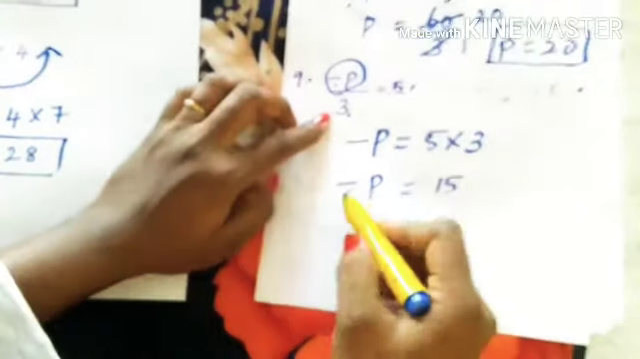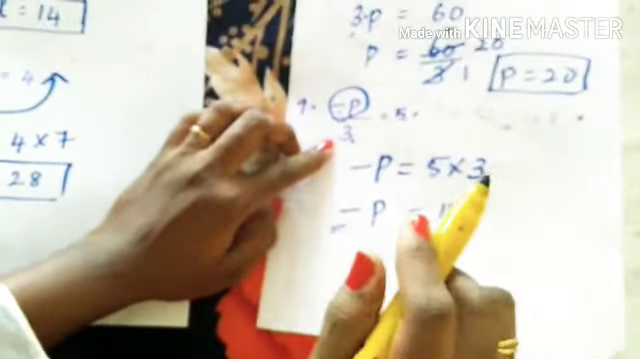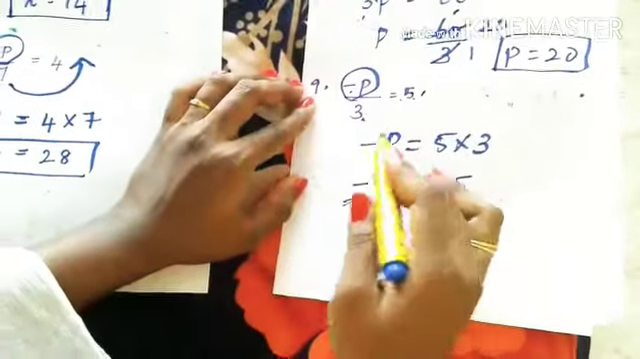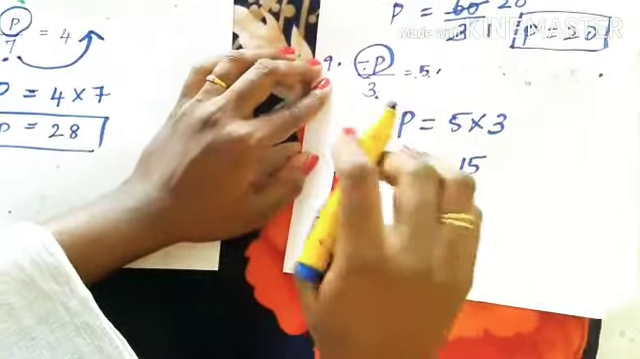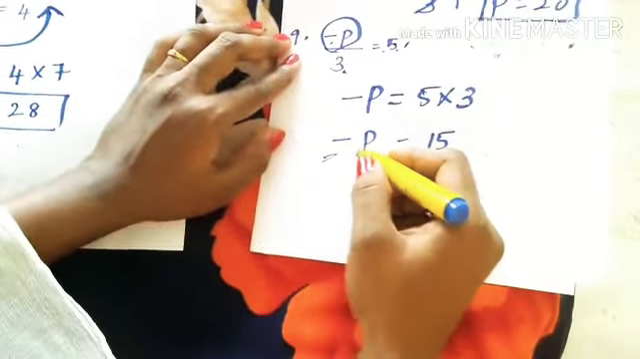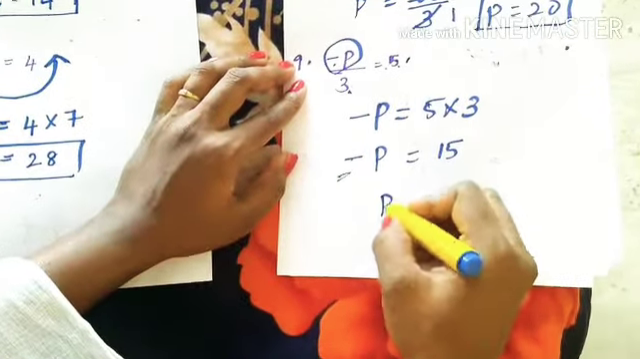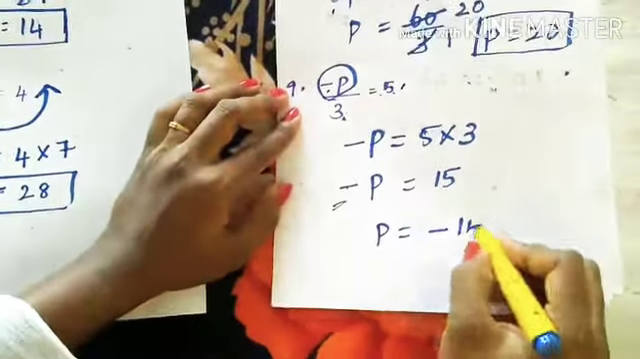See here, extra minus sign is there. We need only the variable. We need no plus sign or minus sign or a multiplication term. It should not be there, or any other division term. It should not be there. We need only the variable on the side. So minus, we should take it to that side. So p is equal to minus 15.